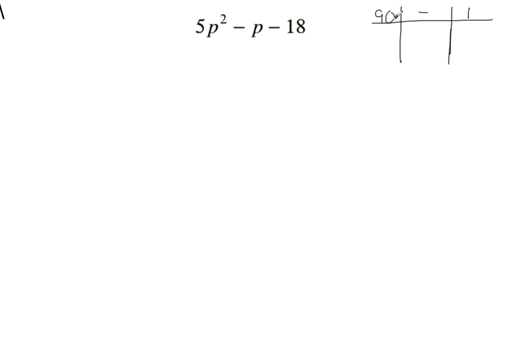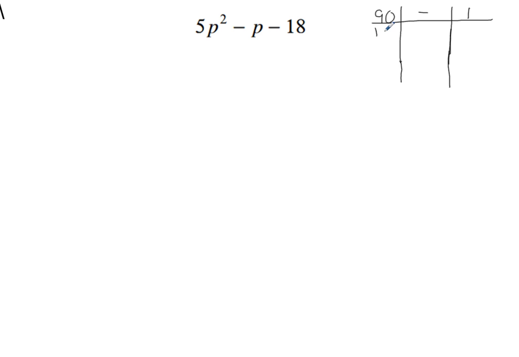So I need factors of 90 that give me 1. Now, once you get good enough at this, you're not going to have to make the table. You can say, well, the factors of 90 that give me 1 are, and then, you know, if you think about it, you can figure it out. So until then, though, I'm going to model what it's like going through it.